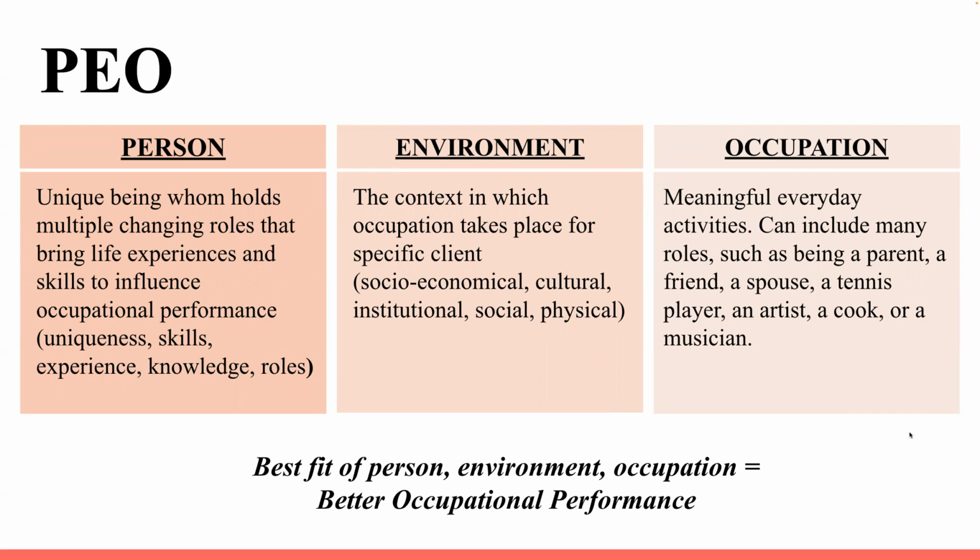In other words, the PEO model really focuses on changing the environment and the occupation and not so much the person. We don't want to change a person who has these impairments because it's just a part of who they are. So we really want to keep the person as they are, their unique being. So this is what the PEO model really focuses on. And so when we are able to change the environment and the occupation to best fit the person, this will lead to a more enhanced occupational performance.